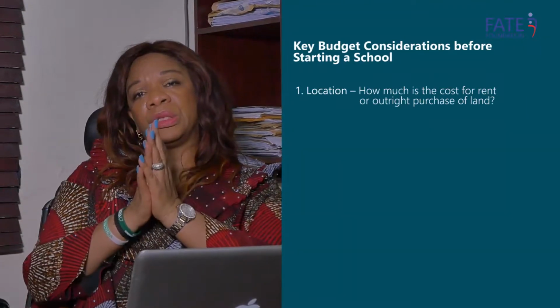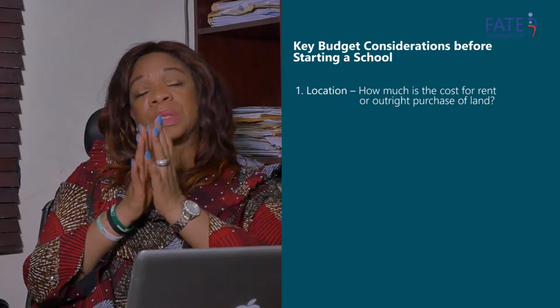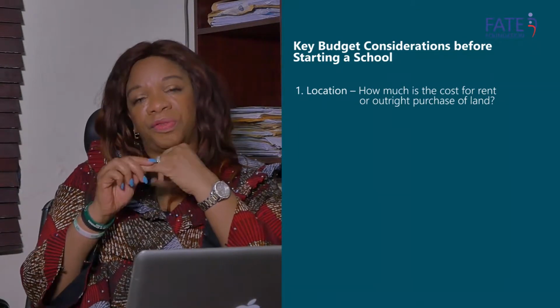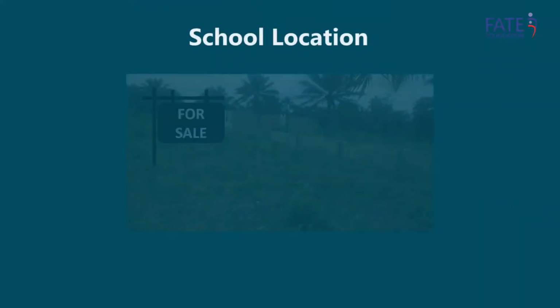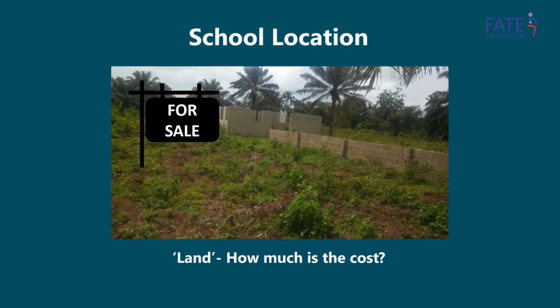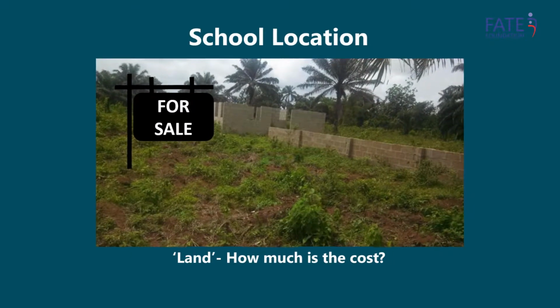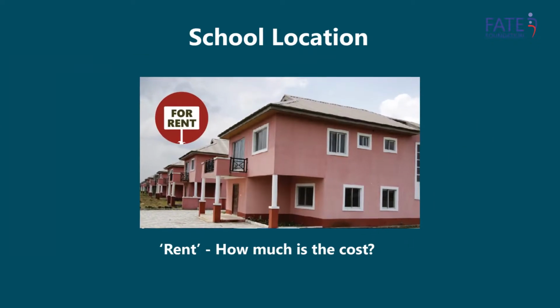The budget, in terms of starting up a school: the first thing that one will look at is the location of the school. How much is it going to cost? Some people will go for the land. It's a massive budget, but the components are citing the school, the location of the school. Am I going to buy a piece of land? Where am I going to buy the piece of land? How much is it going to cost? Or am I going to rent a building, and how much is it going to cost?